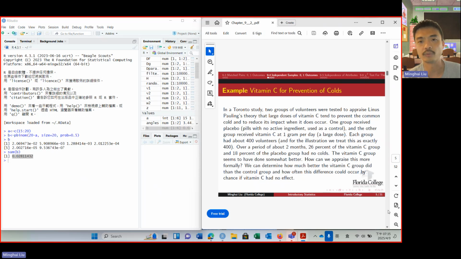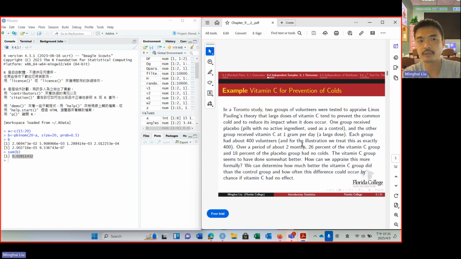And of course they don't know what they're taking. And then after certain days, we'll test the result. So here, over the period of about 2 months, about 26% of the vitamin C group and 18% of the placebo group had no colds. So there seems to be a difference. The 26% versus 18%, there seems to be a difference.